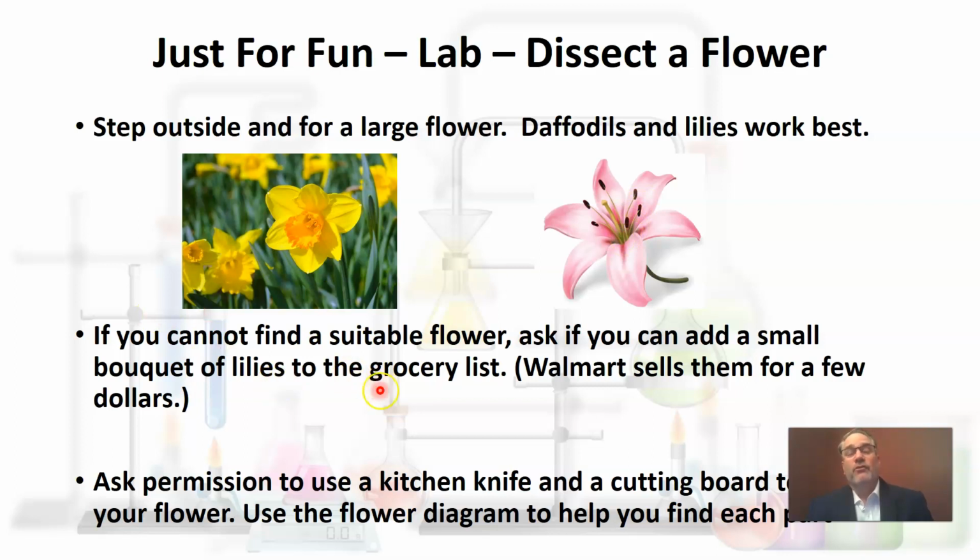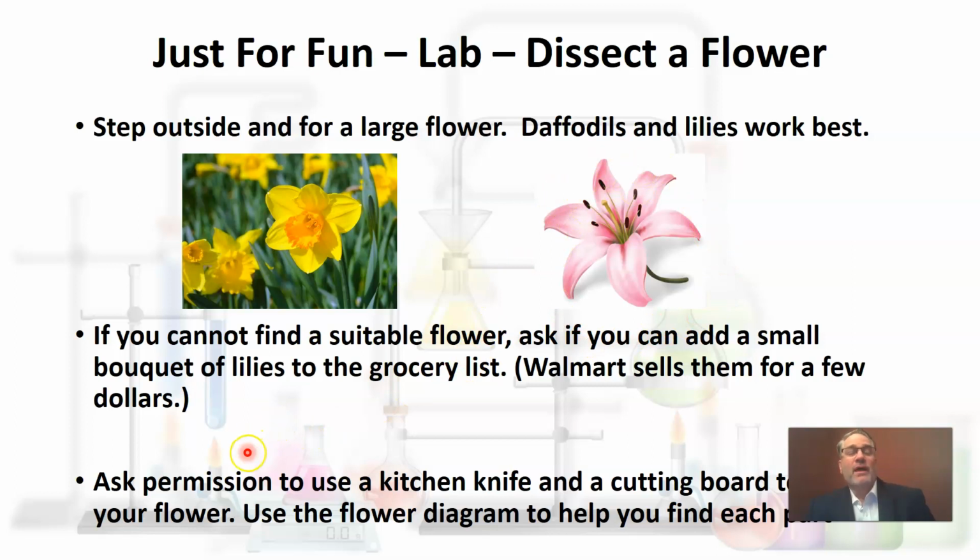If you can see those structures individually, then that's a good flower. If you can't find a suitable flower outside, you can ask if you can add a small bouquet of lilies to the grocery list. I know Walmart sells an entire bouquet of these lilies that look a lot like this for a couple of dollars. Most of you, I think, will be able to find something outside, but if you can't, don't hesitate to ask. If not, that's okay.